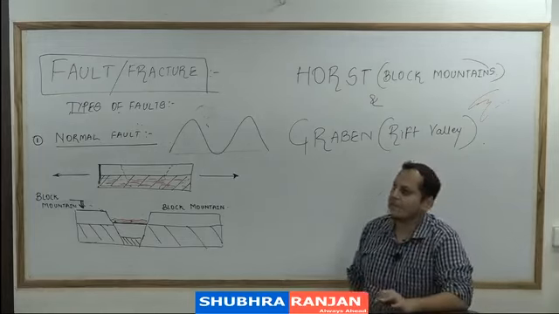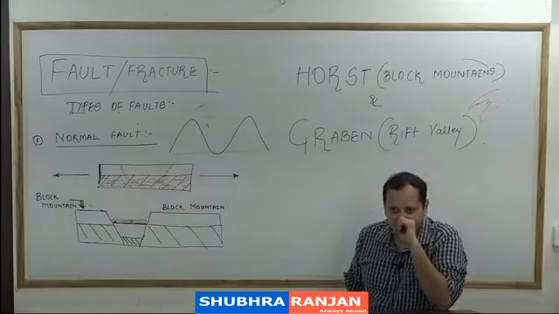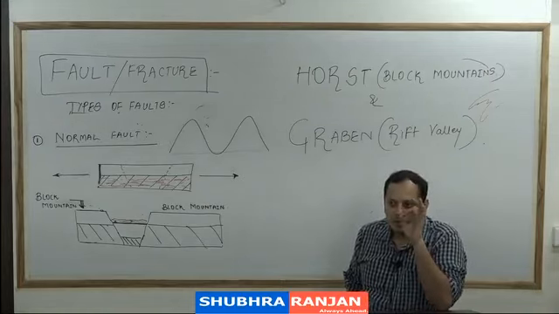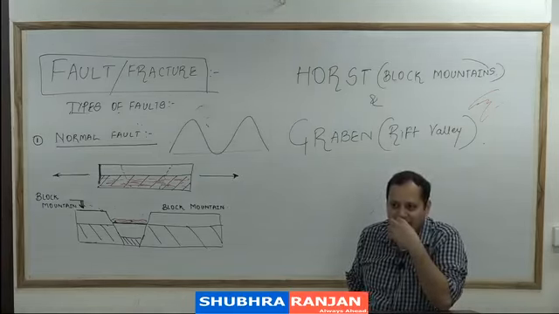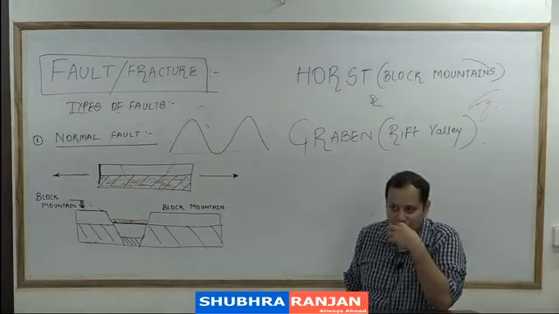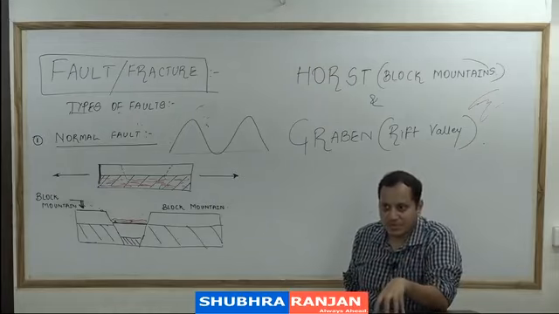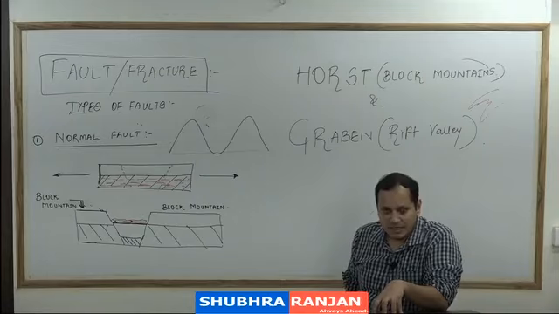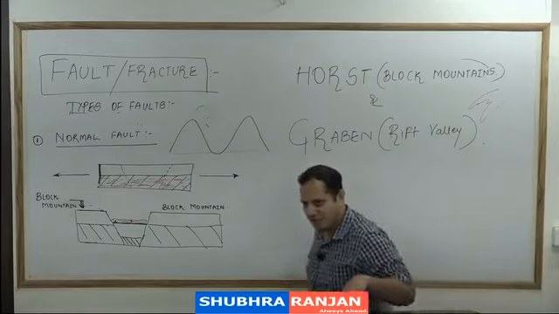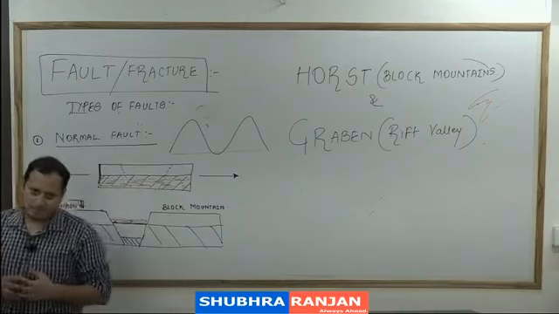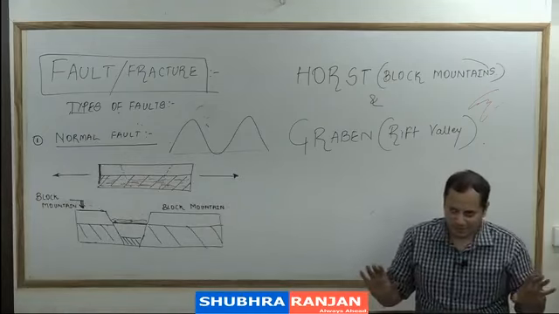Next point. Normal fault. As it is caused by tensional forces, it will result into elongation of Earth's crust. Fine with this?